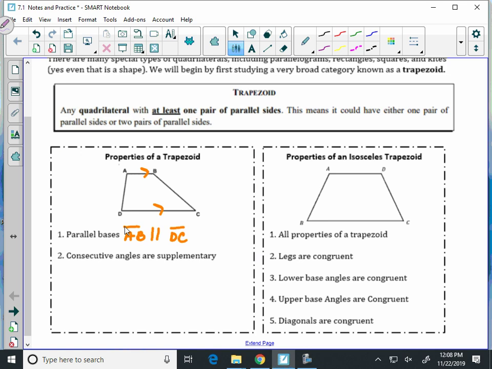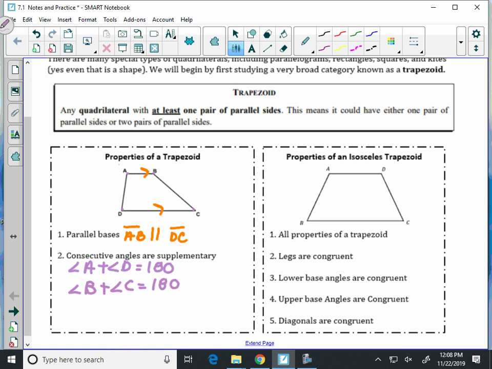Another important property of trapezoids is that the consecutive angles are supplementary, meaning consecutive, the angles that are on top of each other. So in this diagram, angle A and angle D are supplementary, which means they add to what? 180. Angle B and angle C are also going to add to 180. They're consecutive. I think they are on top of one another.